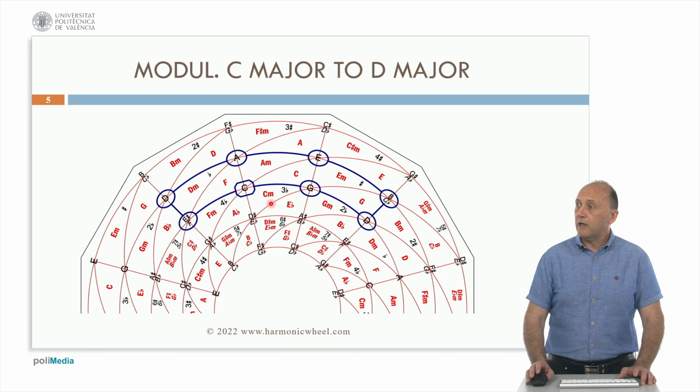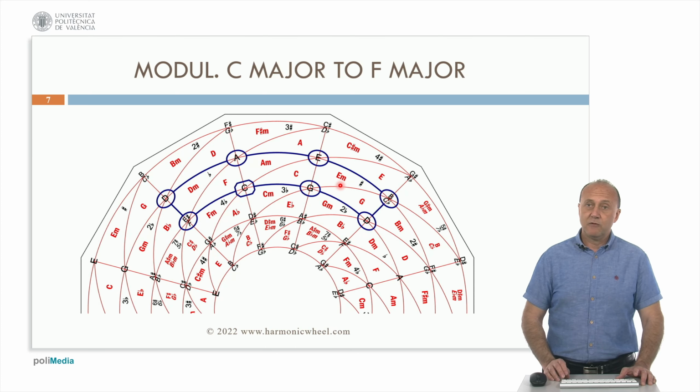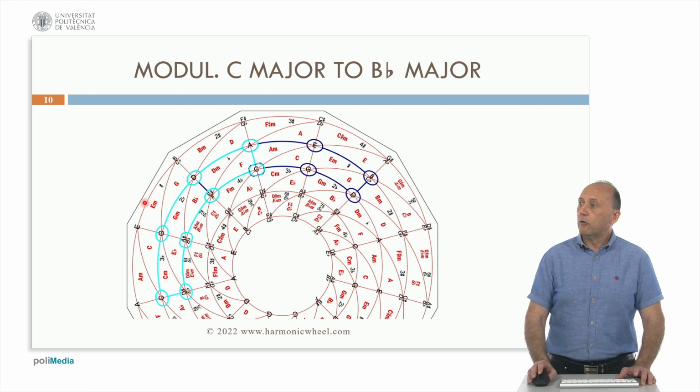If we want to modulate from C major to D major, whose tonic is here, then the pivot chords will be E minor and G major. We can do the same to the left, that is to the region of flats. If we want to modulate from C major to F major, whose tonic is here, these are the four pivot chords. And if we want to modulate from C major to B flat major, whose tonic is here, then the pivot chords will be these two chords.